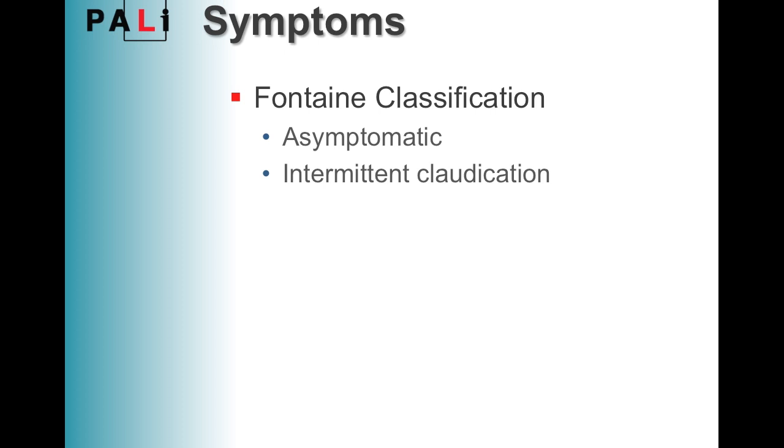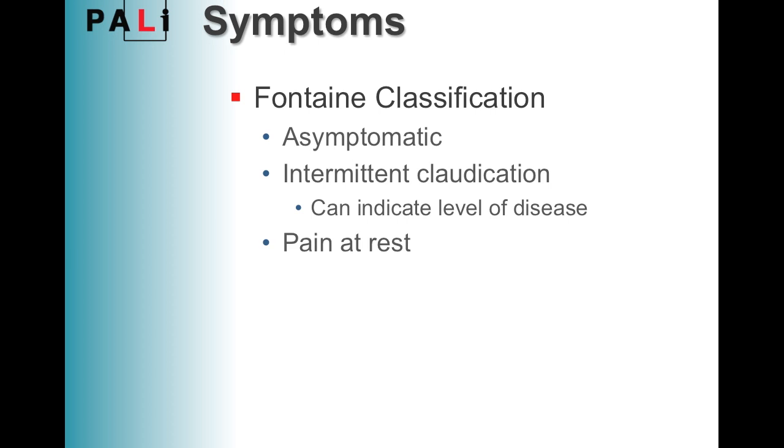The pain comes, it leaves with rest, and then when the patient starts to exercise again, it comes back after that same distance or that same time. Where the pain arises can indicate the level of disease, and so pain in the calf typically indicates superficial femoral or popliteal disease, and any pain in the buttock or the thigh indicates aortoiliac disease.